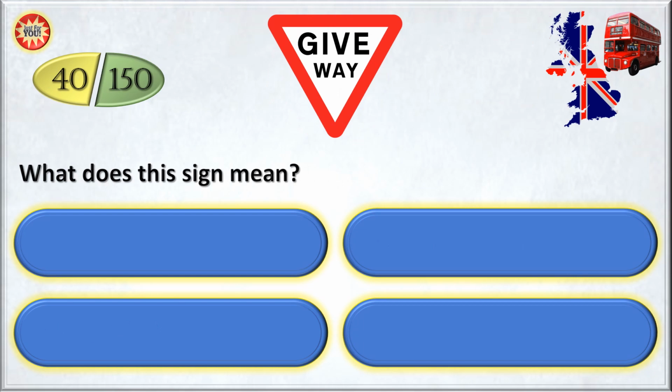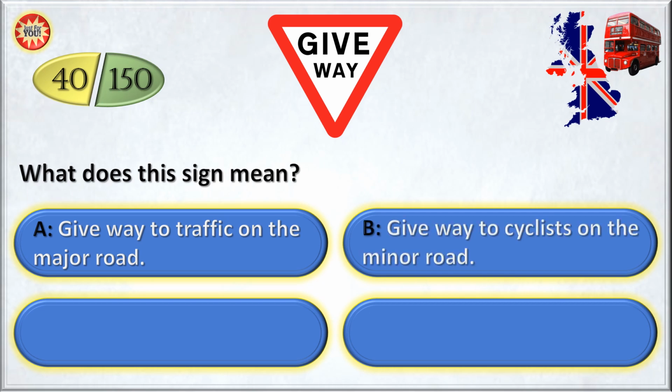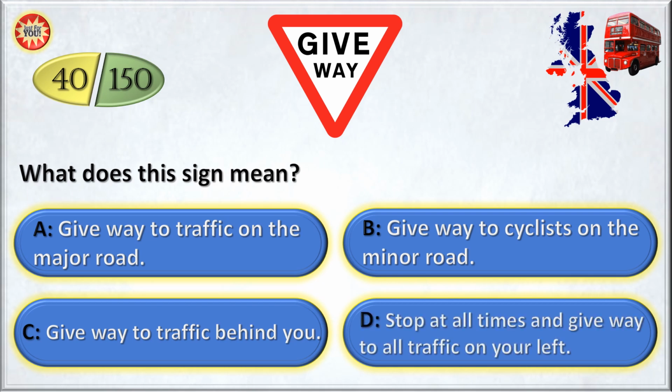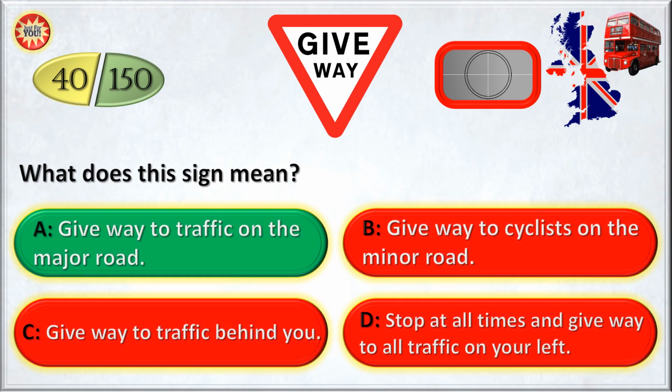What does this sign mean? Give way to traffic on the major road. Give way to cyclists on the minor road. Give way to traffic behind you. Stop at all times and give way to all traffic on your left. Give way to traffic on the major road.